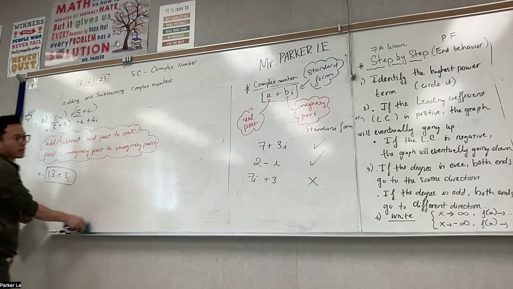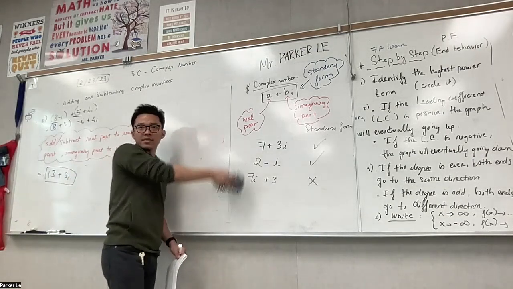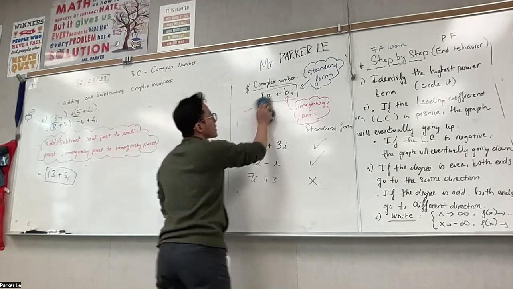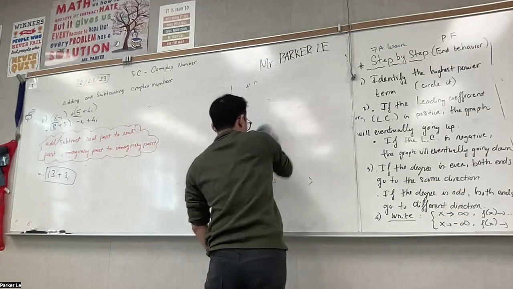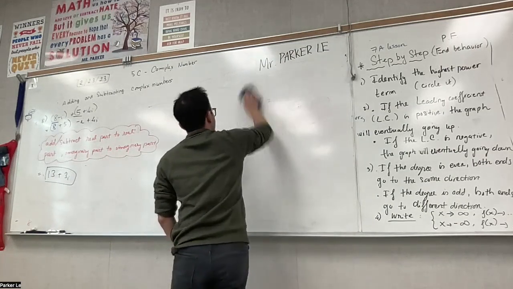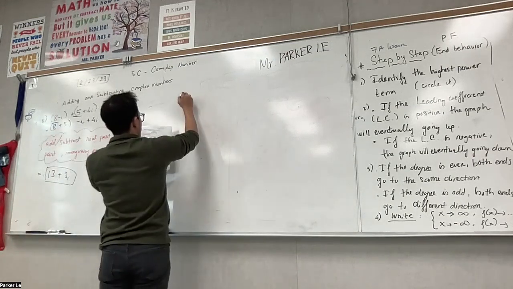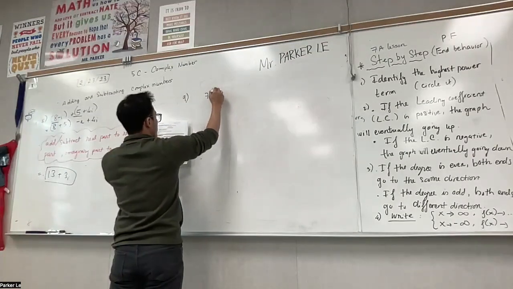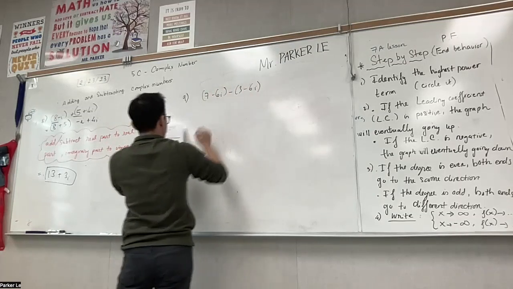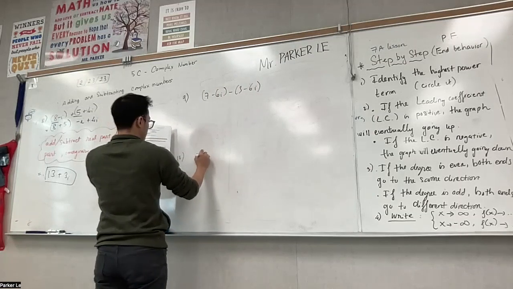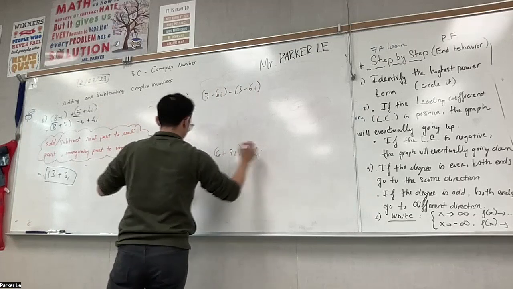Just 2 more. All right, so let's do more adding. We have 7 minus 6i minus 3 minus 6i. And the last one is 10 minus 6 plus 7i plus 4i.